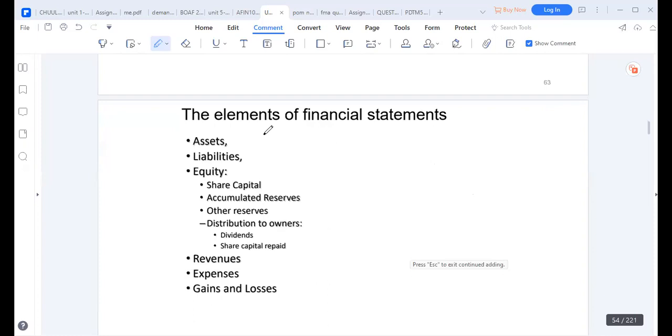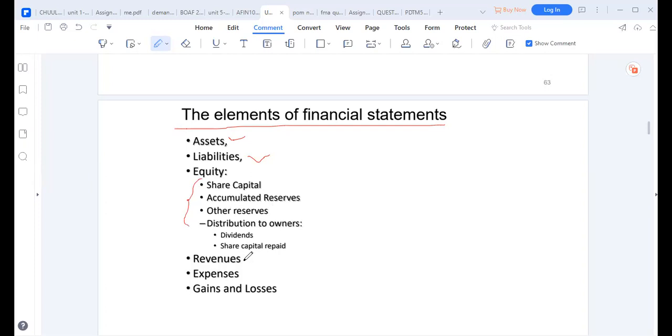So we look at elements that are included in the financial statements. So we have assets. What are assets? If I could ask, I explained this earlier on. Assets are simply what the business owns. Liabilities are simply what the business owes. Equity will come in form of what? Share capital, accumulated reserves, and other reserves.